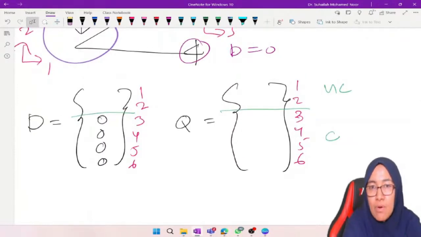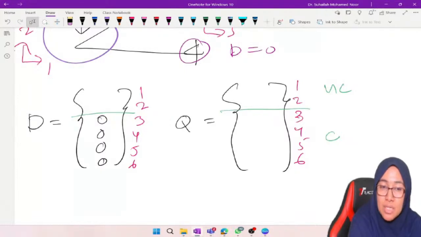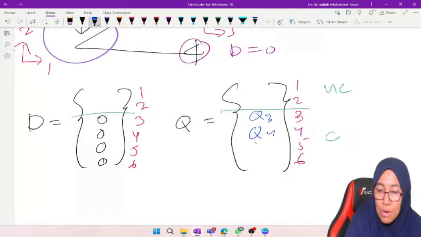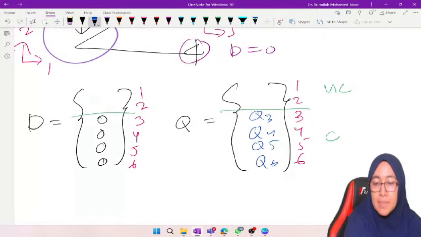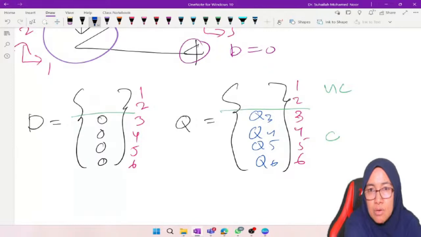Q3, Q4, Q5, Q6 are the reactions at the support, and these are the unknown reactions. We label them as symbols like this: Q3, Q4, Q5, Q6. These are the unknown values, the four unknown reactions that we will determine at the end of analysis.